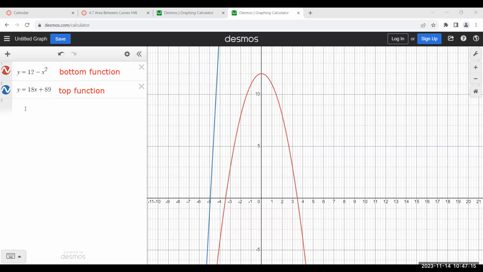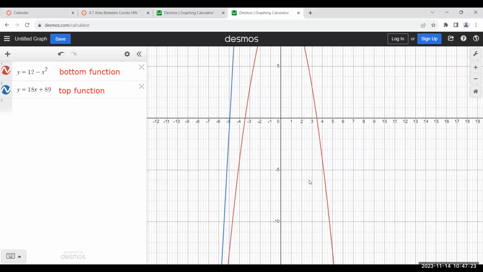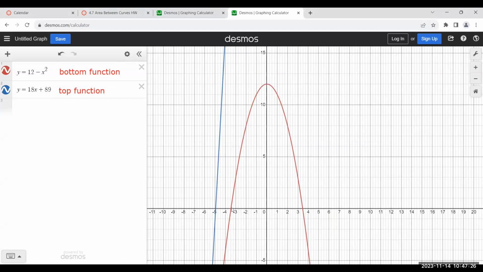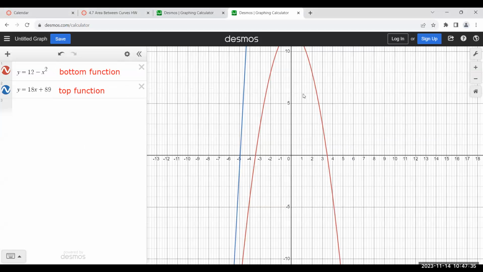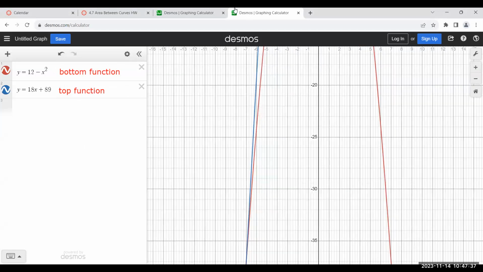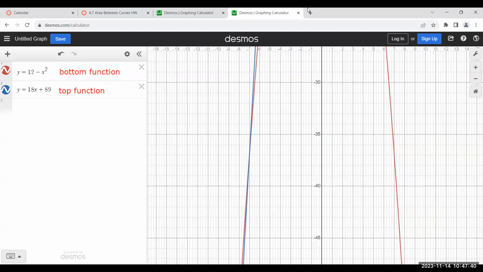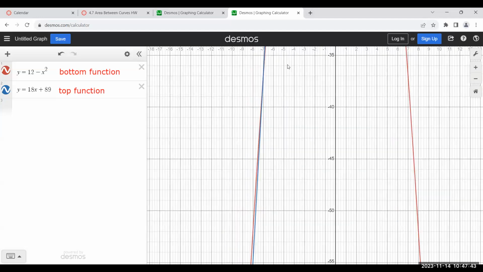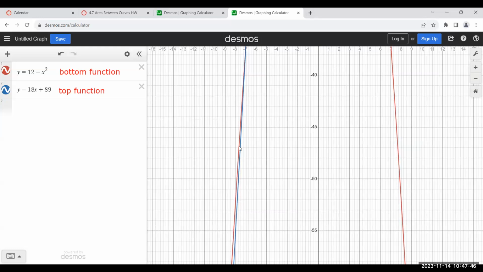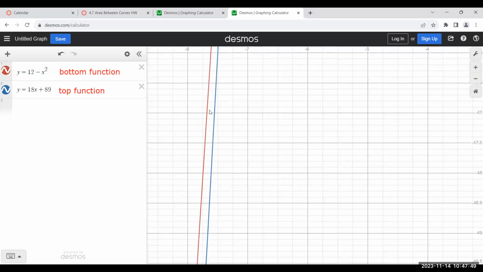And again, be very careful to pay attention to your intervals. So in this case, it was -4 to 1. So between -4, which is right here, and 1, which is right here, the blue function, that's the line, is on top, right? But if they were asking you for the area over some other interval, notice there's a point where the parabola is on top, like over here. You can barely see it, but look right here, the parabola is on top. So pay close attention to the interval that you're given.